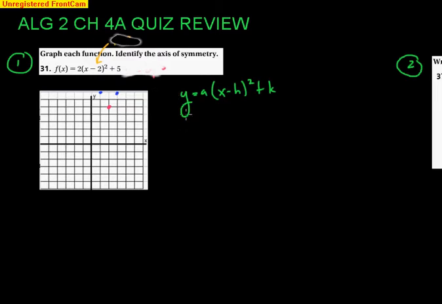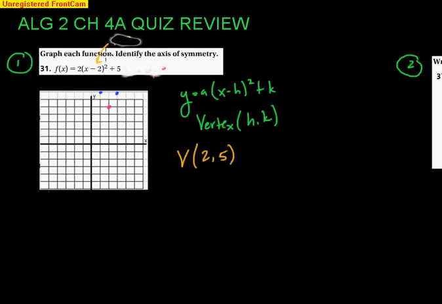This is vertex form. The vertex of your parabola is at (h, k). Got to remember that. Okay? So what I'm going to do is identify the vertex of my parabola first. The vertex is at (h, k). It says x minus 2, so your h is positive 2. This says plus 5, so your k is plus 5.